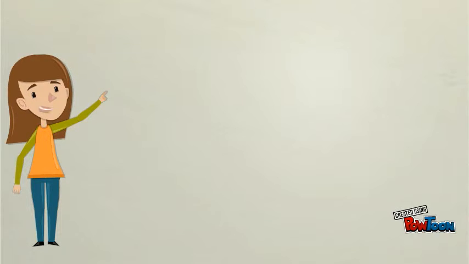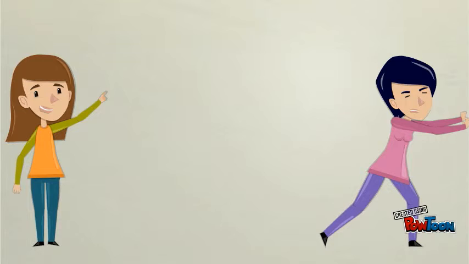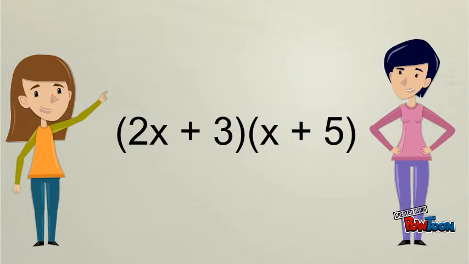I'll never get the hang of it. May as well just give up now. Or you could have a go at this question to show you how it works. Just one question. You really think that'll help? Go on then. What do you get if you multiply 2x add 3 by x add 5?